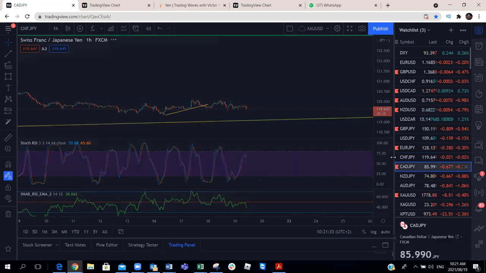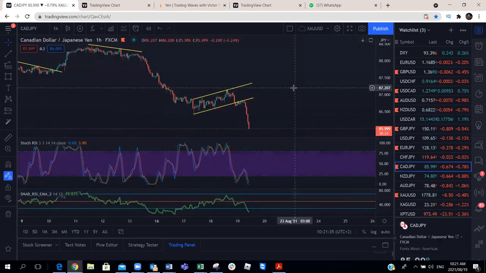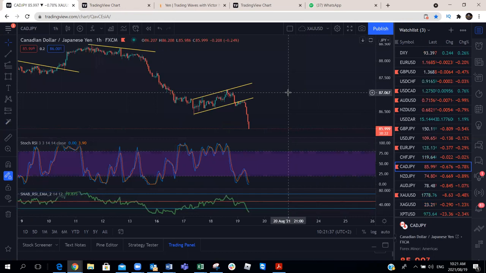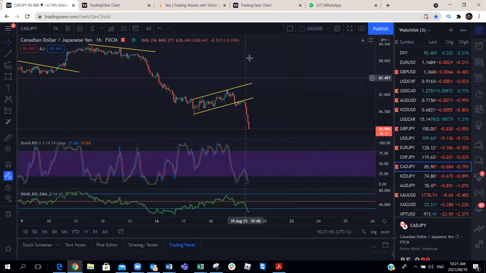CAD yen has been on the down. So it is continuing to the downside, CAD yen. So look for continuation to the downside. So this is what we looked at yesterday, made a 3-wave pullback, gave another entry this morning, more downside on CAD yen.